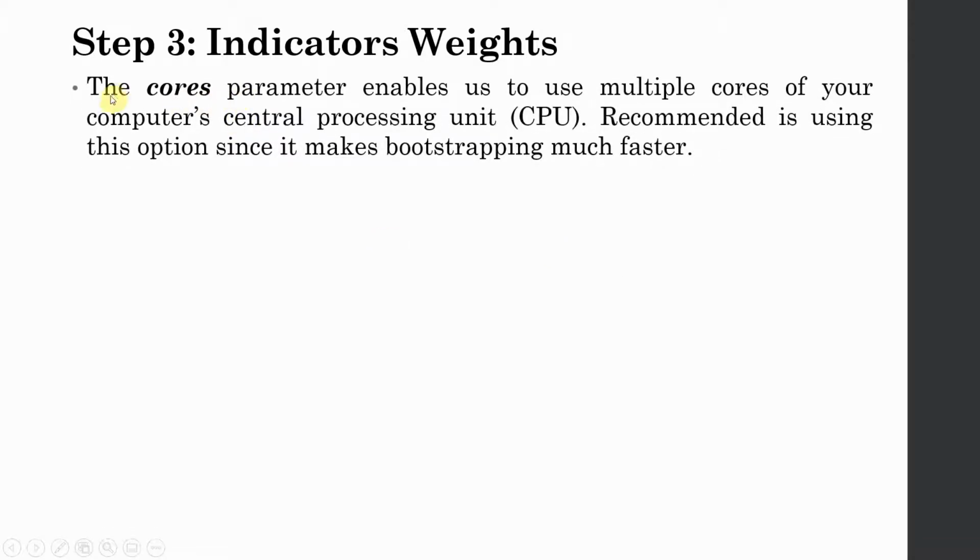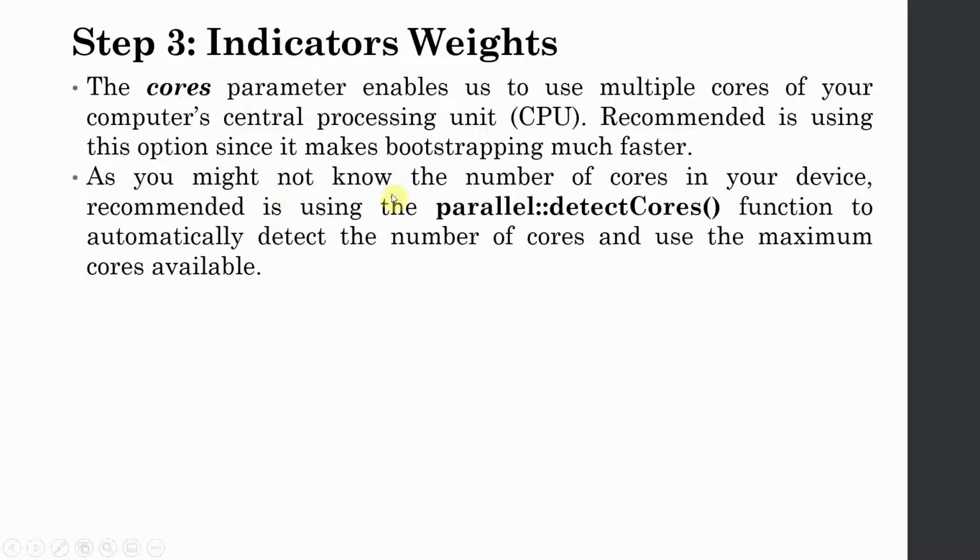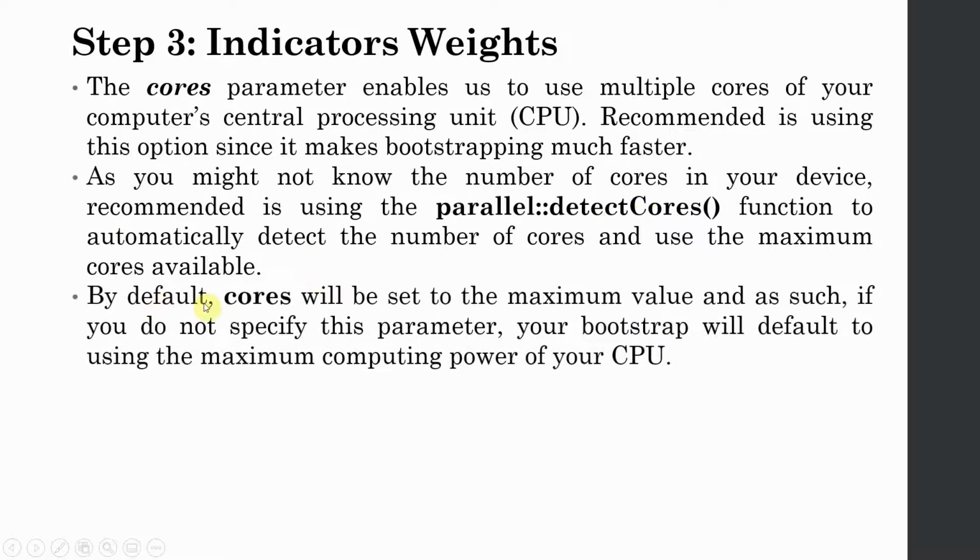Now, there is another important property called the cores. Now, recommended is using this option because it makes bootstrapping much faster. As you might not know the number of cores in your device, recommended is using parallel detect cores function to automatically detect the number of cores and use the maximum cores available. By default, cores will be set to maximum value, and as such, if you do not specify this parameter, your bootstrap will default to using maximum computing power of your CPU.